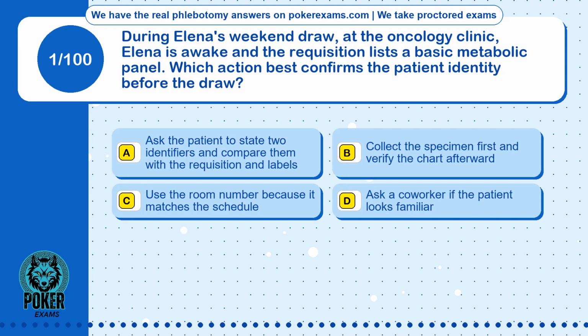Question 1. During Elena's weekend draw at the oncology clinic, Elena is awake and the requisition lists a basic metabolic panel. Which action best confirms the patient identity before the draw?